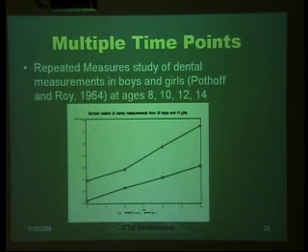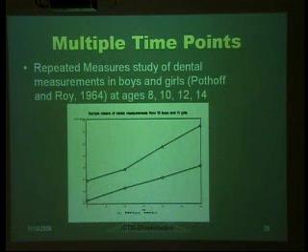Another kind of deviation from that issue of multiple outcomes is where you have multiple time points. In a repeated measures study, this is an example where you're looking at dental measurements in boys and girls at ages 8, 10, 12, and 14. I've plotted the mean response profiles for boys and girls. The boys are on the top line, and so you can see the profiles here. You may be interested in: are boys and girls different? And if so, at which of these time points?